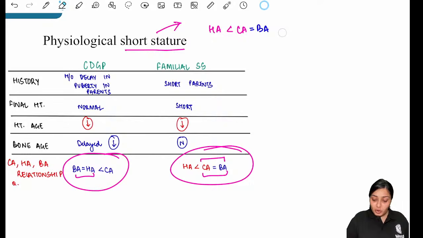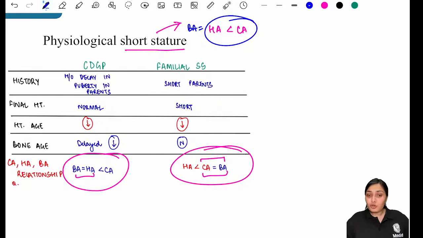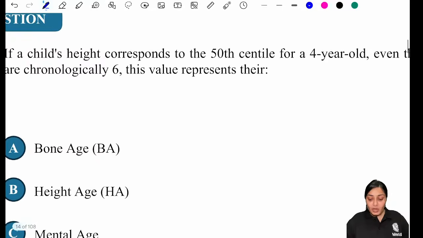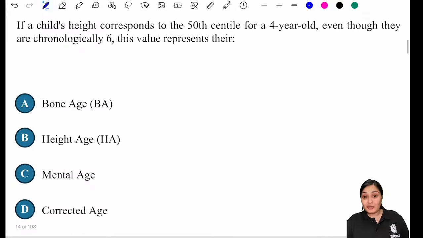What about constitutional delay in growth and puberty? Here the bone age is slightly lagging. Bone age is as per his height. So bone age is equivalent to height age in cases of constitutional delay in growth and puberty. So just remember, this is constant. Height age less than chronological age. That's why it is short stature. Then bone age, you have to switch here and there. In constitutional delay, height age is equal to the bone age, and in familial short stature, bone age is equal to the chronological age, right? So this is the concept of bone age, height age, and next question is based on that concept only.